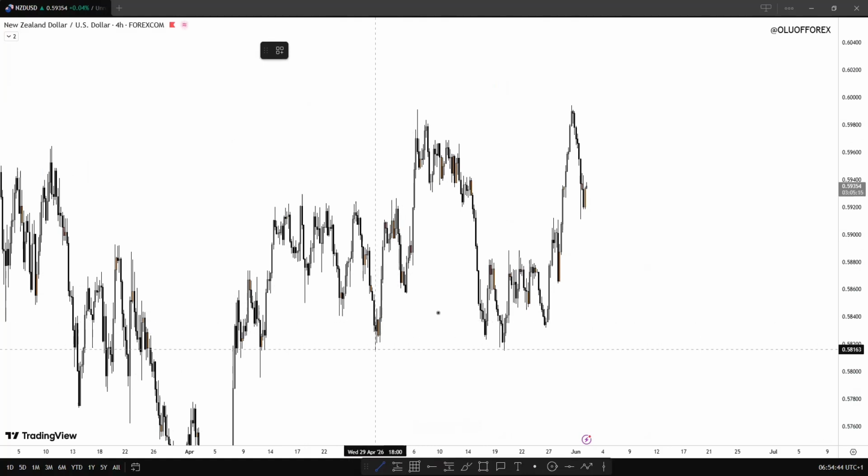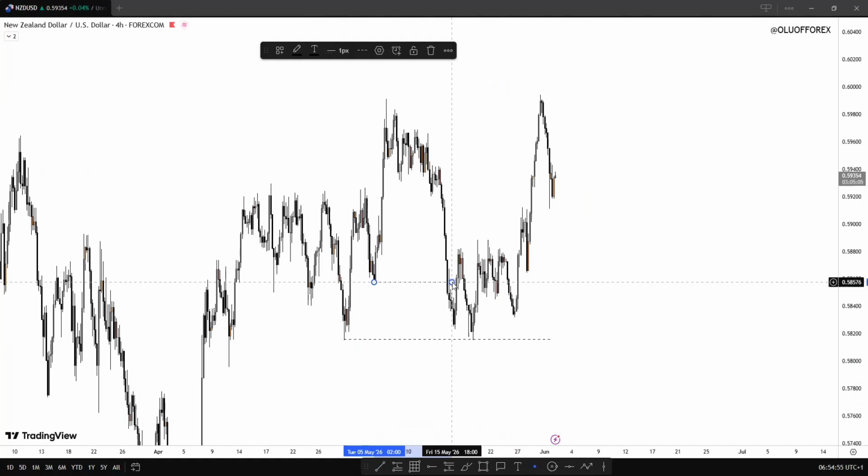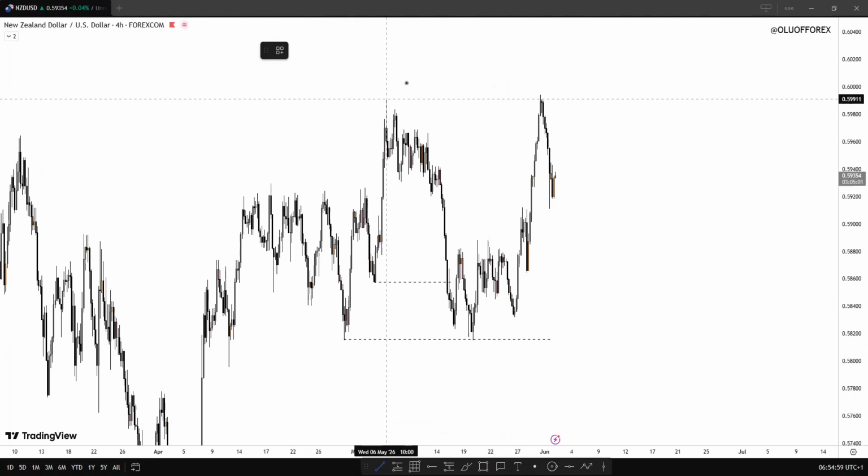This first place is our A. I took it live on the channel. This first is our A. This second low is our B. What is the highest point this low created? Which is this place here.